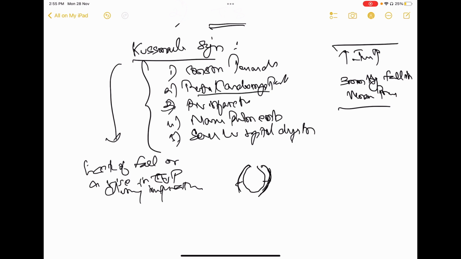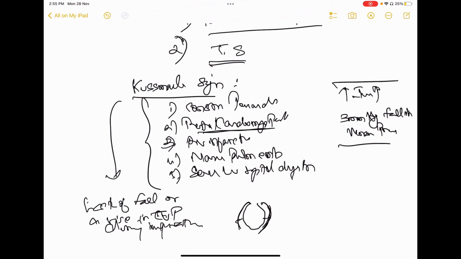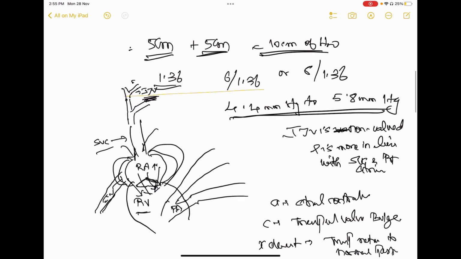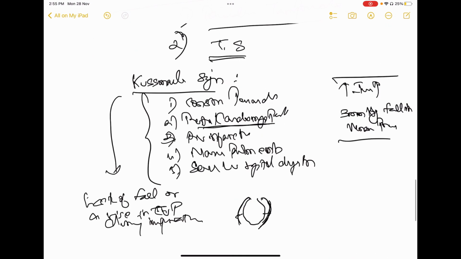And restrictive cardiomyopathy. Restrictive cardiomyopathy occurs in certain infiltrative diseases of the heart, like amyloidosis, sarcoidosis, and certain other rare conditions. So basically, what happens in this condition also is there is an impairment of filling of the right ventricle. So this impairment in filling gets transmitted all the way back into the right atrium. There is backup of blood in the right atrium and the central veins, and this leads to an increase in the central venous pressure. So that is one.